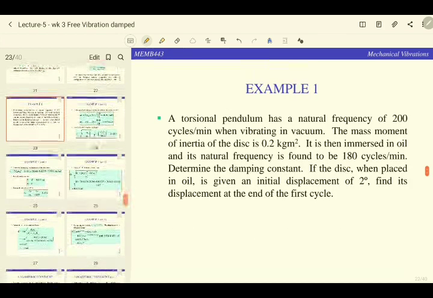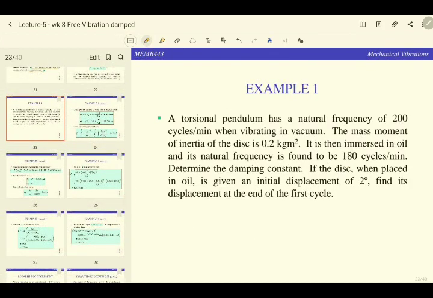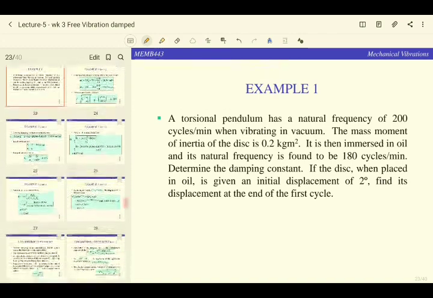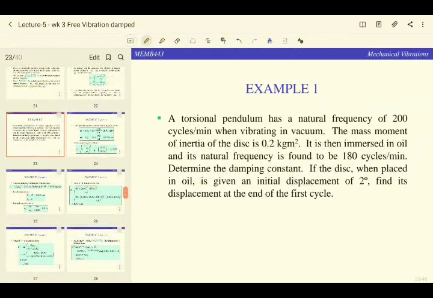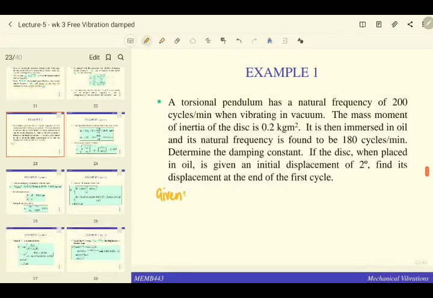So let's take a look at an example. You have example 1. You have the torsional pendulum, which has a natural frequency. As usual, we make sure that we write down the values given. In this case, a torsional pendulum has a natural frequency of 200 cycles per minute when vibrating in vacuum. So there's a clue there.